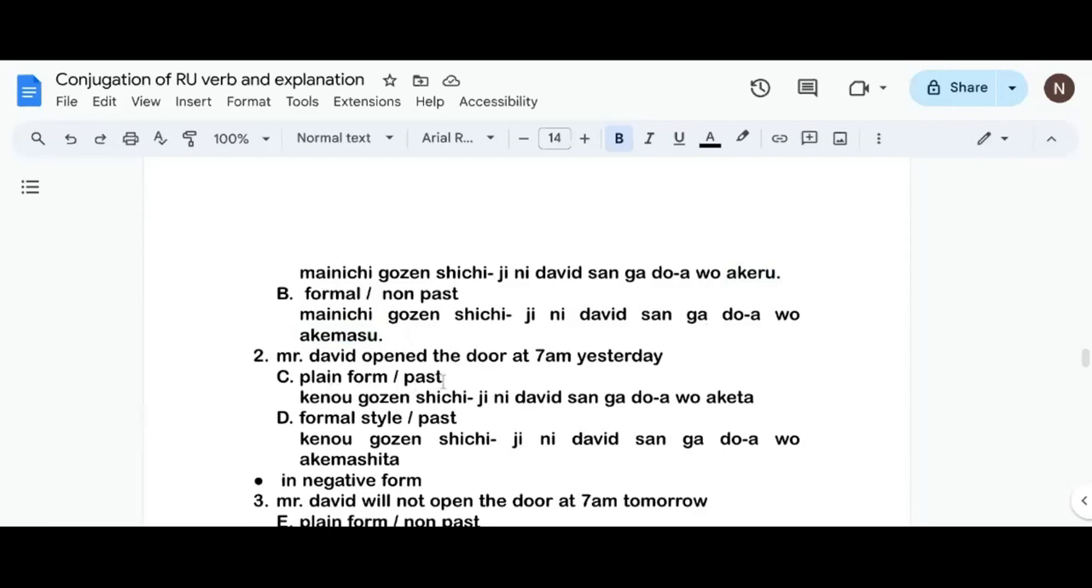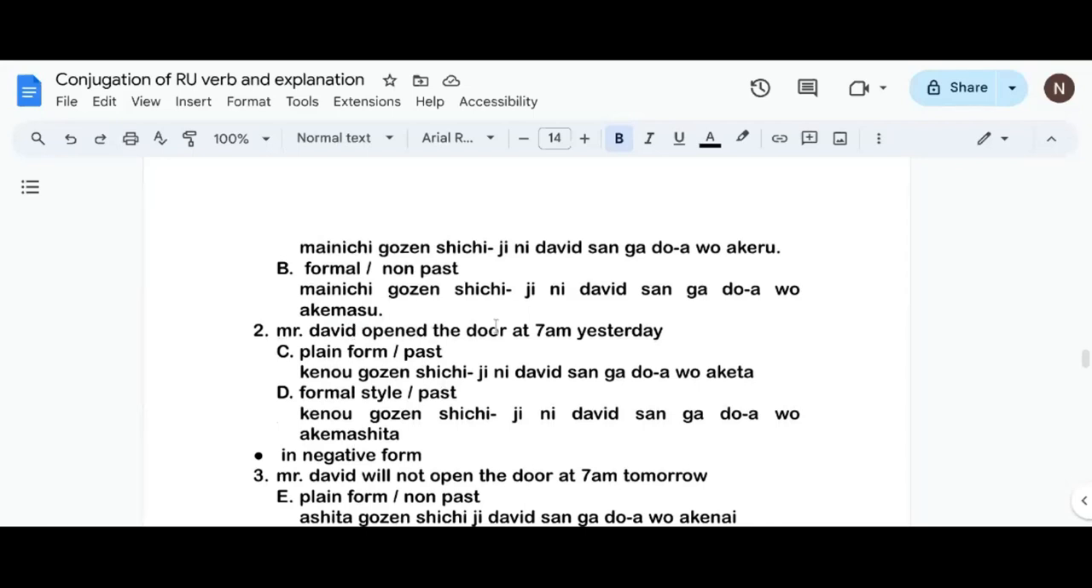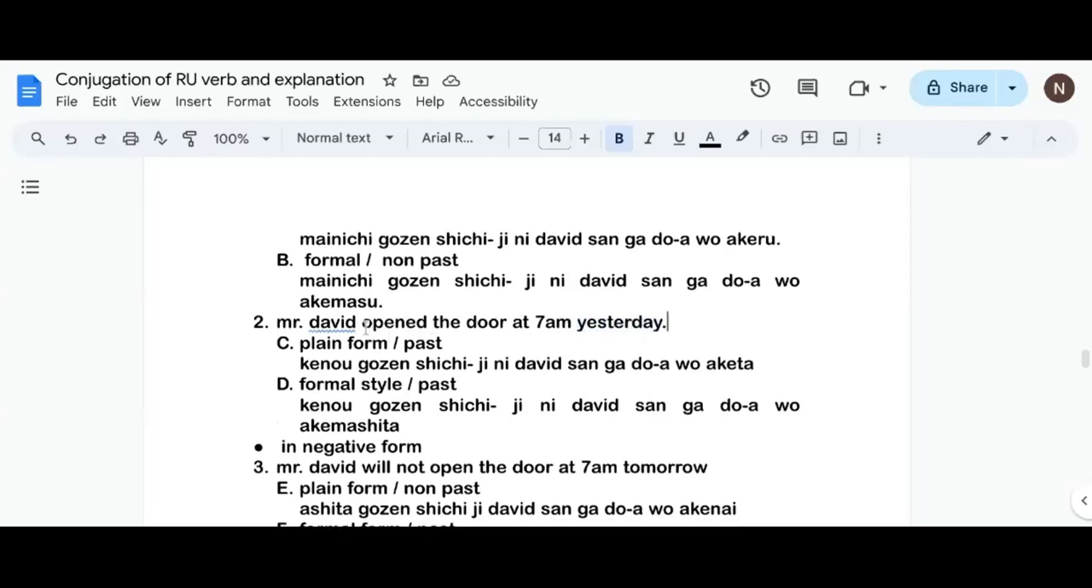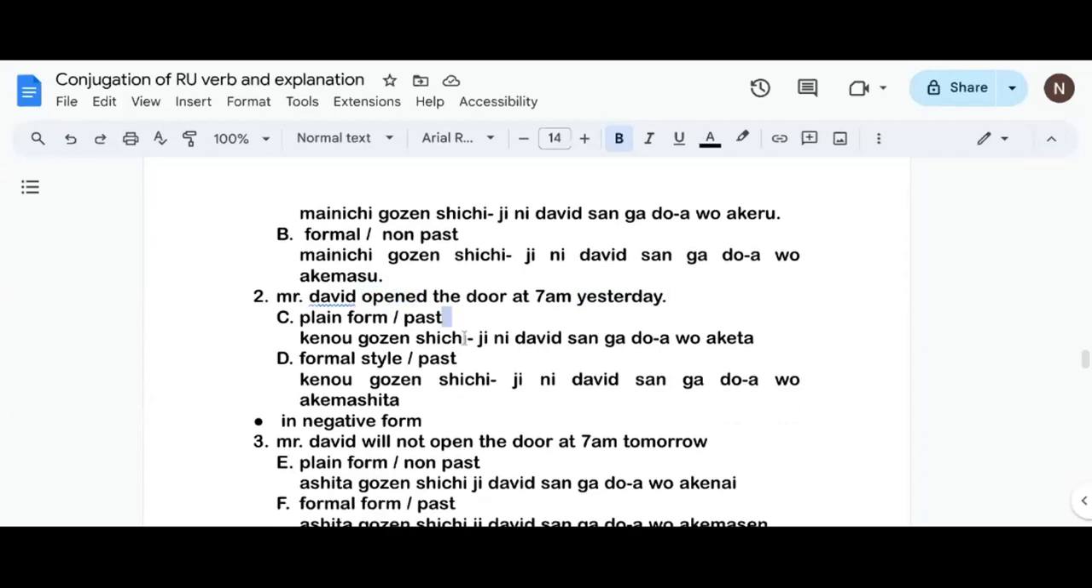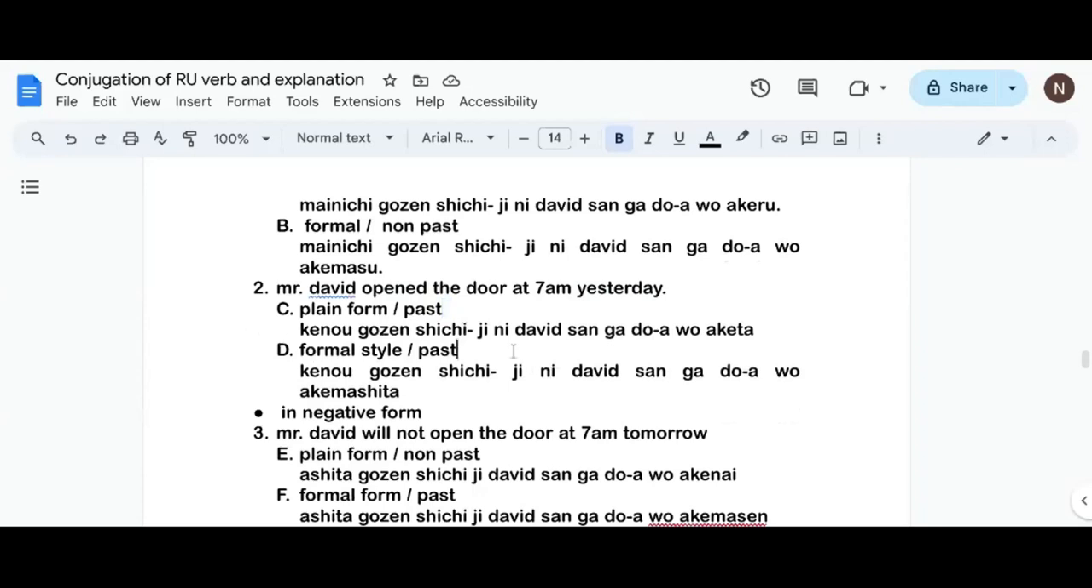Now, we will go to the plain form past. Past tense. Under your casual. Mr. David opened the door at 7 a.m. yesterday. Okay, it's easy to understand because you have yesterday. It means this is past. Okay, and opened, past tense. So your sentence would be kino, which is yesterday, gozen, which is your AM, sichiji, your 7 o'clock, David Sangha, okay, David Sang is your subject, doa, the door, doa o, your object marker.